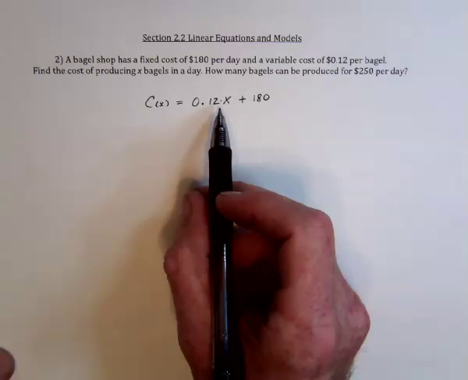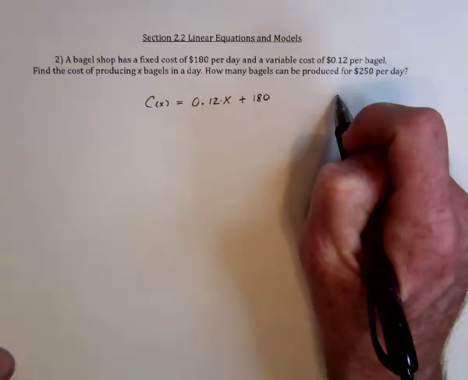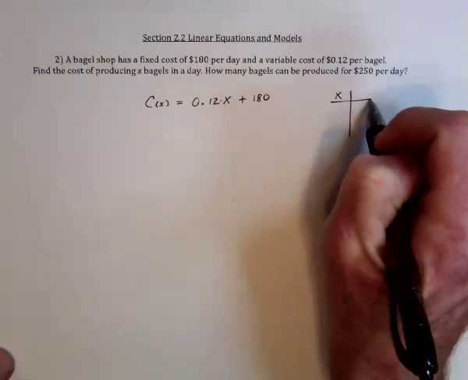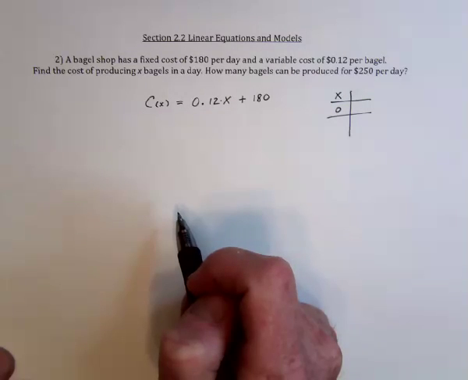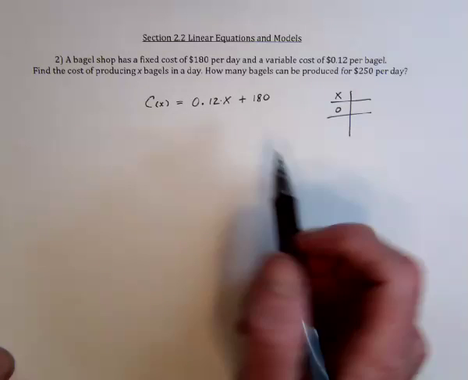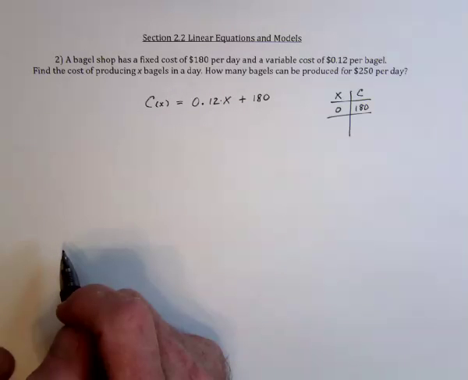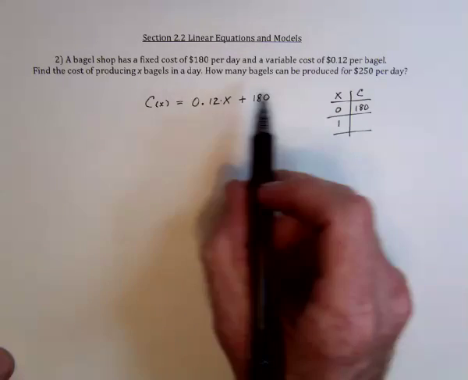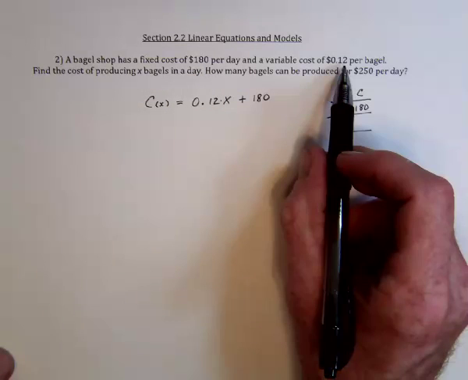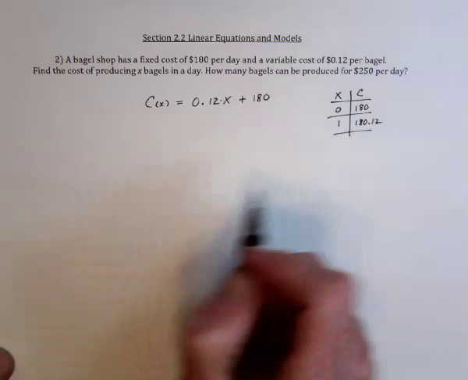Another way to come up with the equation of this line is to use numerical information. Let's say that x is a very, very slow day. They make 0 bagels. Well, if they were still open that day, they would have had to have spent $180 on electricity or labor or rent. And then what if they make 1 bagel? Another pretty slow day. Well, according to this information, they would have 180 plus 12 cents.